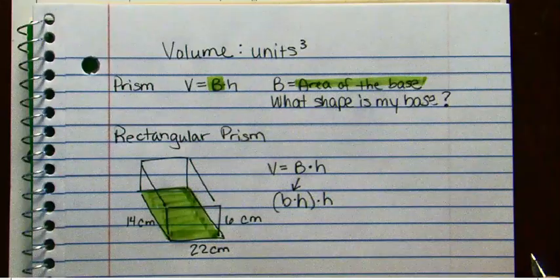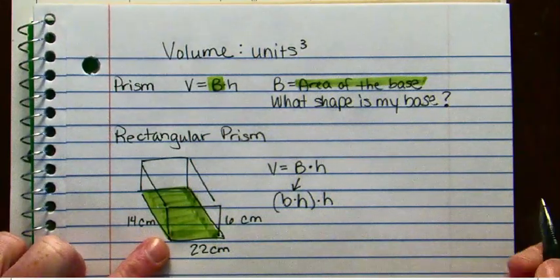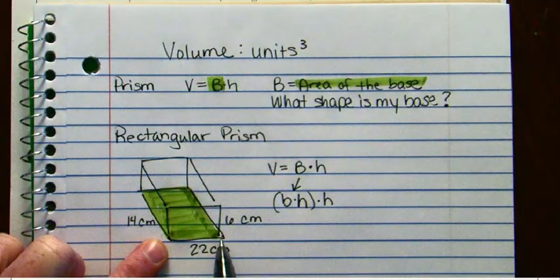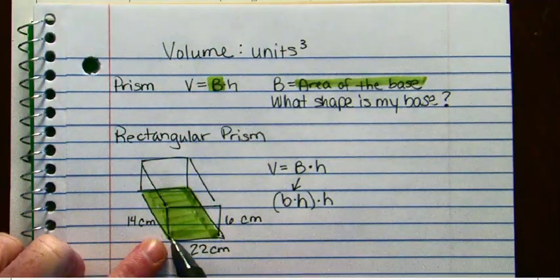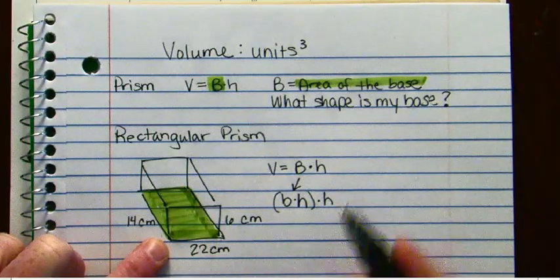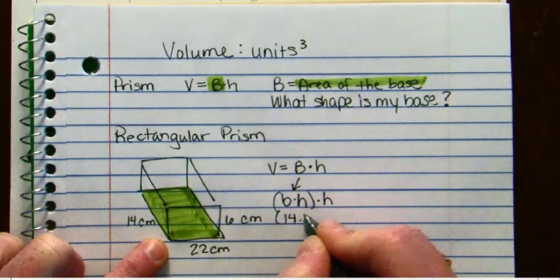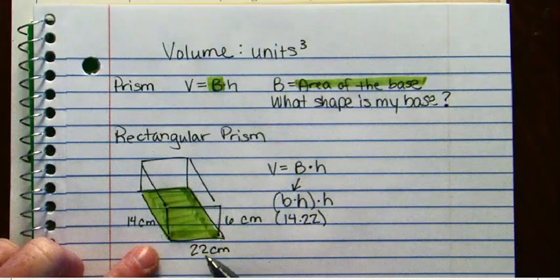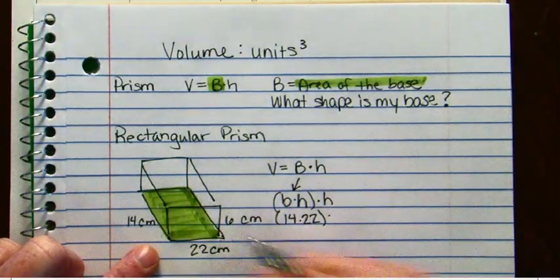So with this rectangular prism, the base is 14 times the height of 22, or you could say the base is 22 times the height of 14. Either way would be fine. 14 times 22, because remember with multiplication, it doesn't matter whichever one you multiply first, you're still going to get the same number. If I did 14 times 22, I'm going to get the same number if I did 22 times 14. And then times our height of 6.